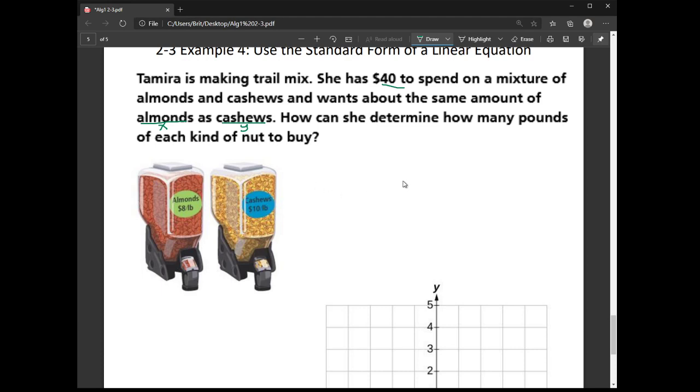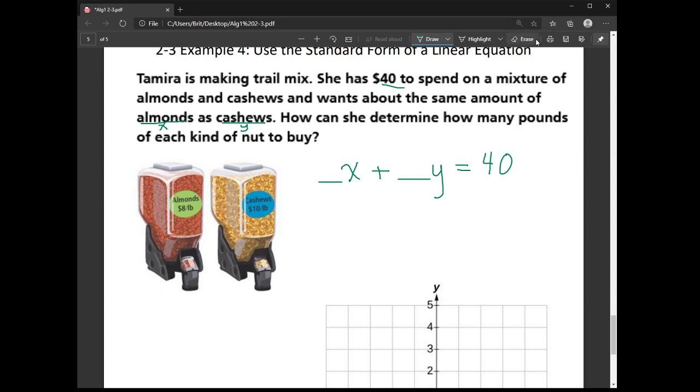And then I'm going to create my equation in standard form. So, however much almonds cost times the number of almonds plus however much cashews cost times the number of cashews is equal to the amount of money that Tamira has, which is $40.